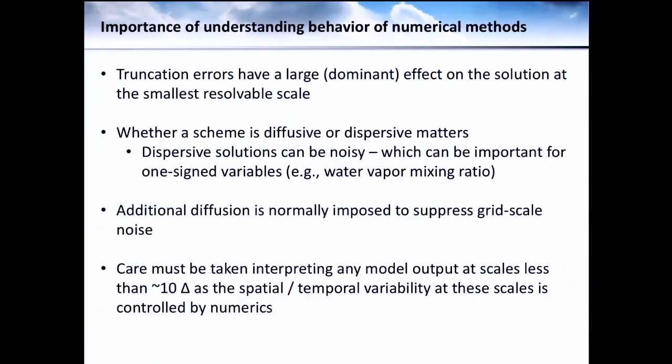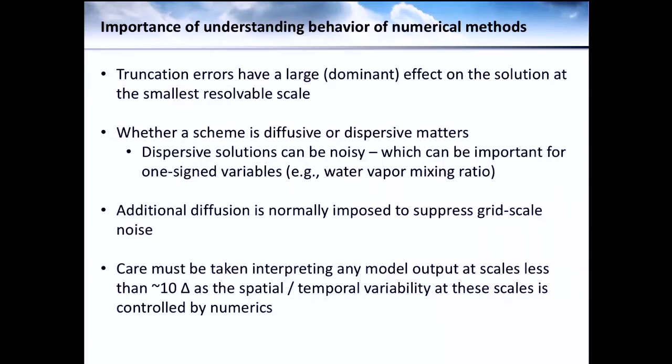Where were we? Dispersive solutions can be noisy, which can be important for one-signed variables, e.g. water vapour. If you have a dispersive numerical scheme, often you have to put additional damping on top of that to damp out the noise. You need to be careful interpreting any model output at scales less than about 10 delta x, as the spatial temporal variability at these scales is controlled by the numerics, and that's just a fact of life. And so it's useful to know the numerical schemes that your models are using so you know how to interpret the results.